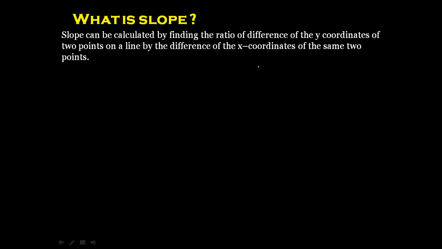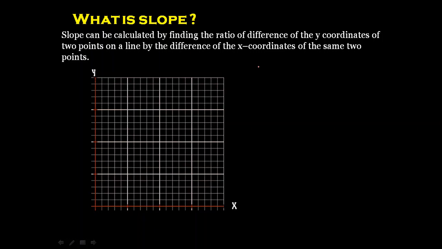Now in this slide we will study about how to calculate the slope. What is slope? Slope can be calculated by finding the ratio of difference of the y coordinates of 2 points on a line by the difference of x coordinates of the same 2 points. Now we will understand this by an example. Suppose this is a graph and xy axis. This is the graph line and 2 points marked on it.